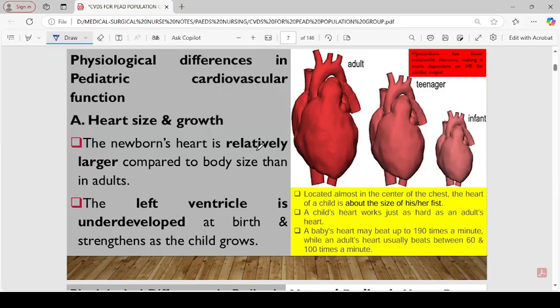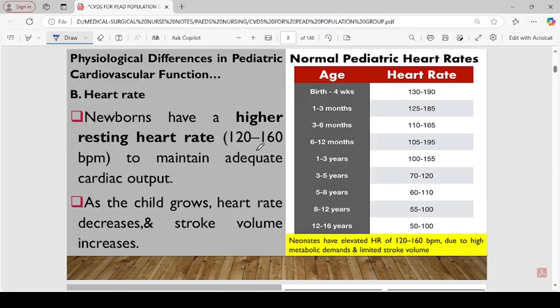The newborn's heart is relatively larger compared to their body size as compared to the adults. So looking at the newborn's heart and the body size of that neonate, the newborn's heart is relatively larger when you compare the size of the adult heart and the size of an adult. The left ventricle is undeveloped at birth, and it will strengthen as the child grows.